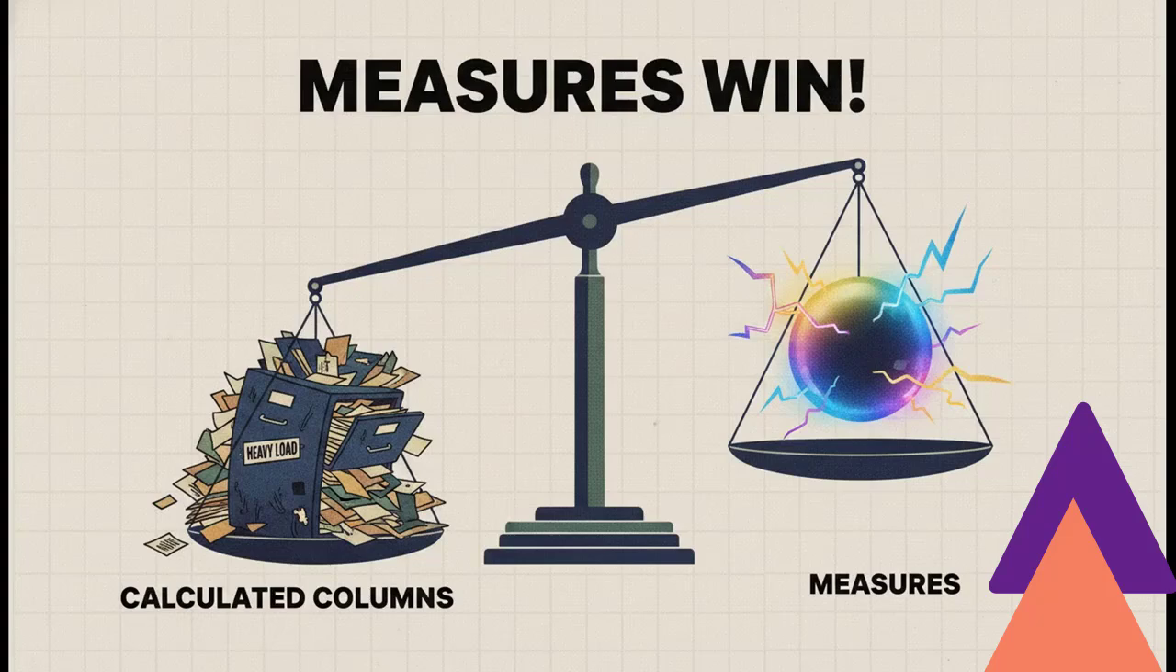Because they aren't physically stored in the data model, they use significantly less memory. Calculated columns will literally bloat your file size. By utilizing measures, your reports adapt efficiently to real-time filters and user interactions without bogging down the underlying dataset at all. So always lean towards measures for your aggregations.